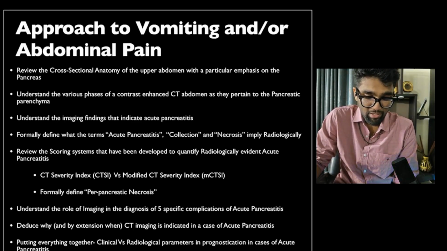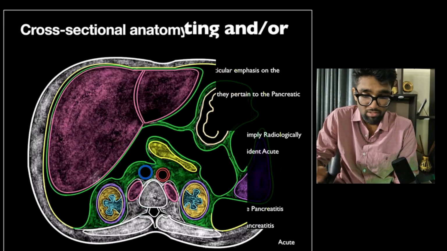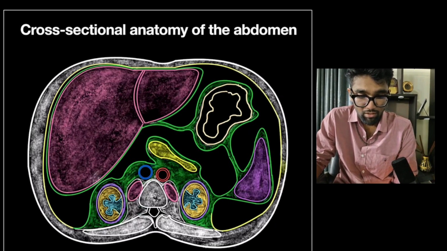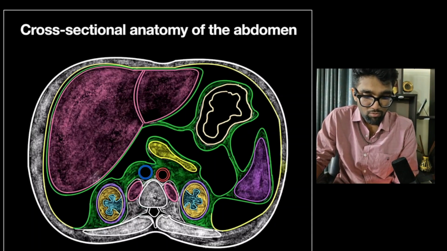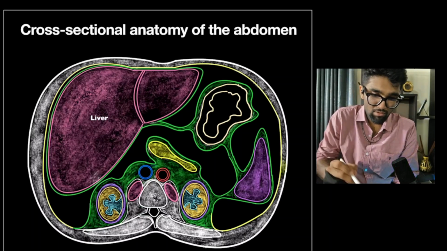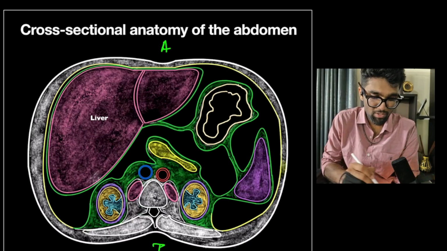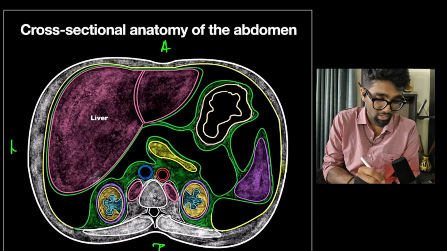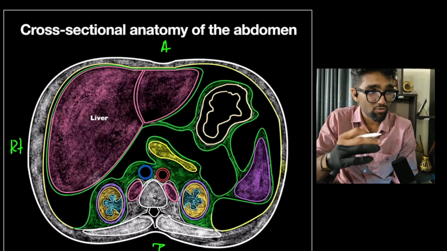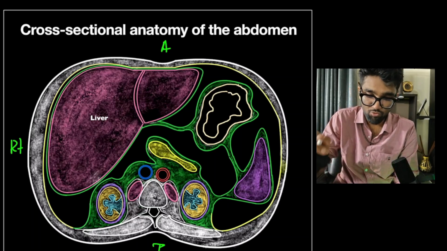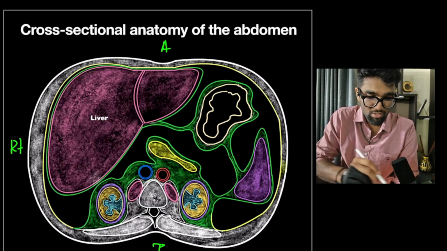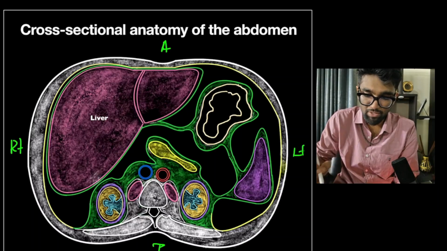So getting right into it, this is the cross section of the upper abdomen. Now, in this cross section, you can obviously identify the liver. Obviously, this is the anterior aspect of the patient. This is the posterior aspect of the patient, and by convention, our images are always viewed as if you're looking at the patient from the foot end of the patient. So this is the right of the patient, and this is the left of the patient.